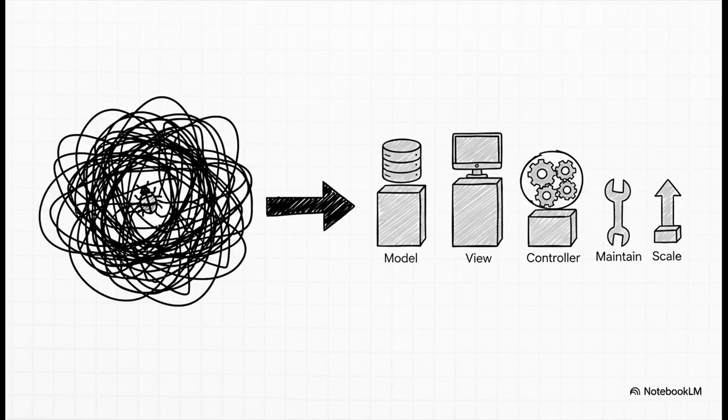So why should you care about this? Simple, because it saves you from massive headaches later. Without MVC, your code for the user interface, the data, and the logic all gets tangled together. With MVC, if you want to change how something looks, you just touch the view. Need to update your data logic? You only work in the model. It makes everything so much cleaner and easier to manage, especially as your projects get bigger.